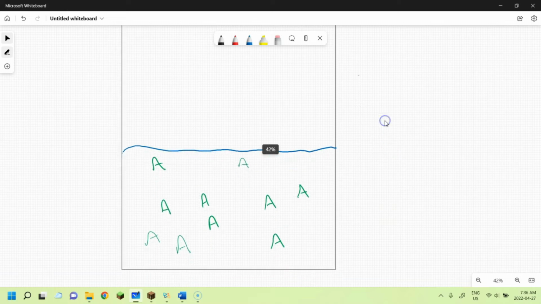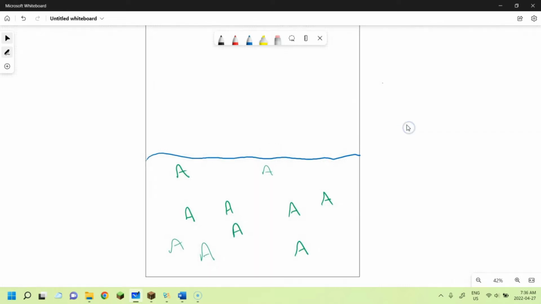So if we had a solution here and we have a certain concentration represented by the A, what this means is we have a certain number of A particles in a given volume of solvent. We know that our concentration is equal to moles over volume. And so we'll call this case 1, and we'll say C1 is equal to n1 over V1.